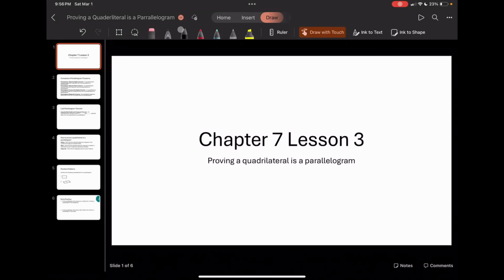So in the last video, we learned about what a parallelogram is and its properties. But now we need to see how we can show that a quadrilateral is actually a parallelogram. So this is what this video is focused on. Next video, well, next time I cover the chapter, should be on special quadrilaterals.